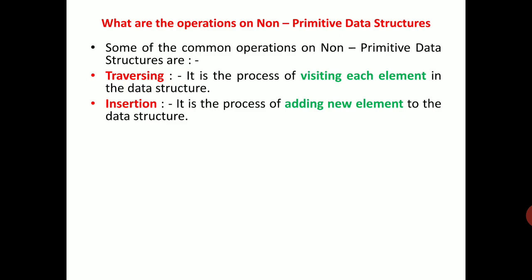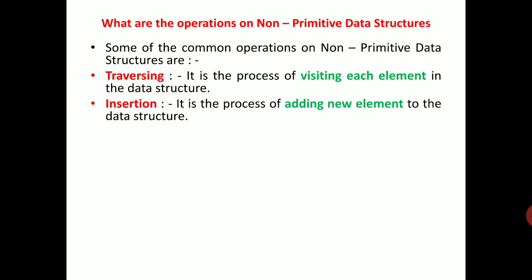It is the process of adding a new element to the data structure. Very easy and simple statements. Try to understand these statements. First of all, see the highlighted words. What is traversing? It is the process of visiting each element in the data structure at least one time. Suppose we have an array of 10, 20, 30, 40, 50. Then visiting 10, 20, 30, 40, 50 at least one time, that operation is known as traversing.